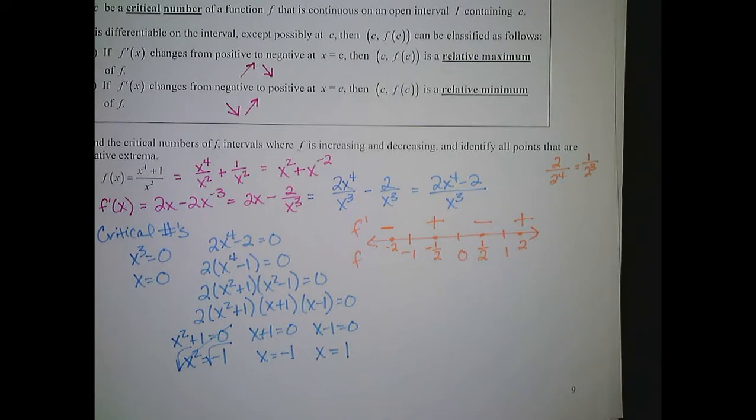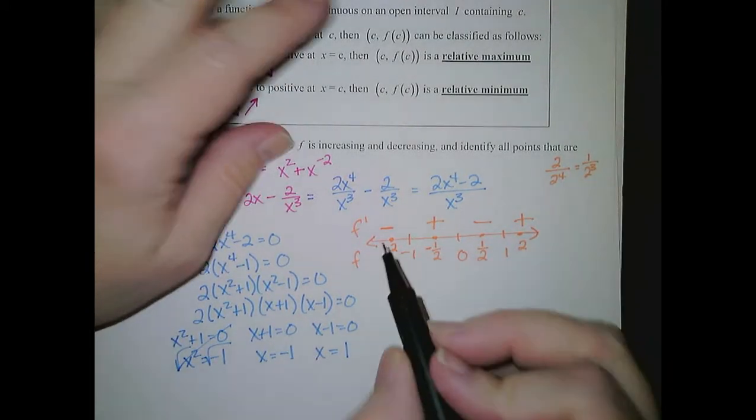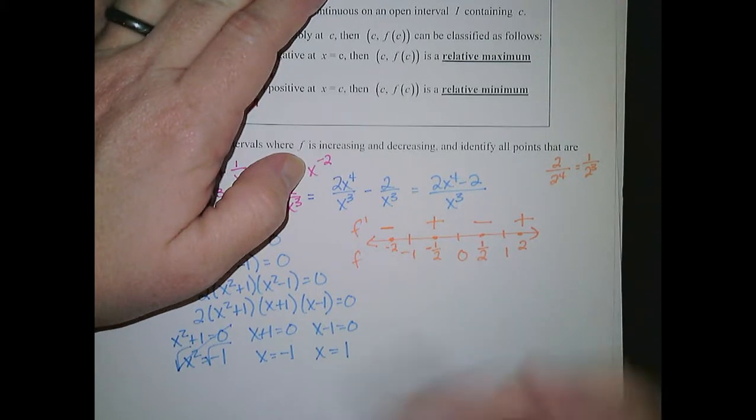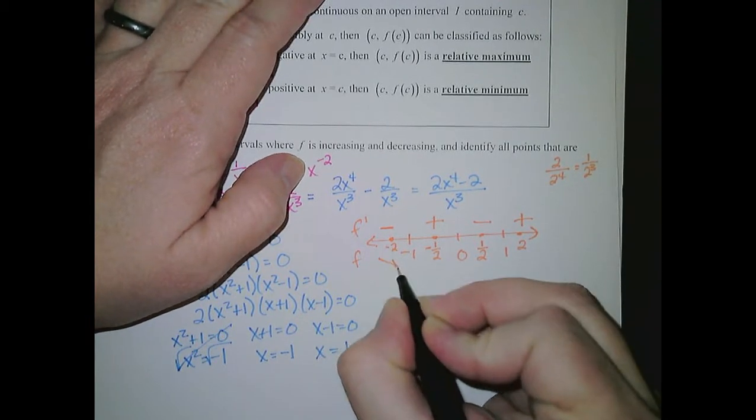So what does this tell me about my function? Well, everything that is less than -1 is going to have a derivative that is negative, which means that in this region, my function would be decreasing.